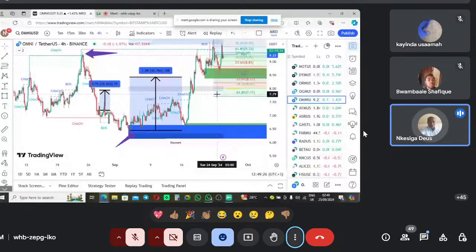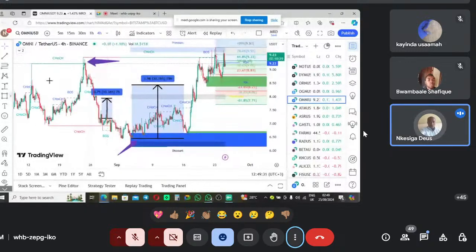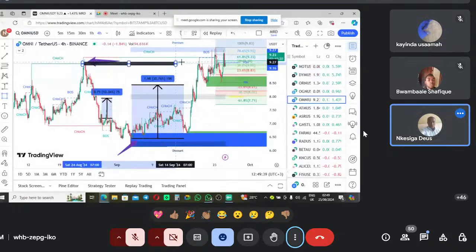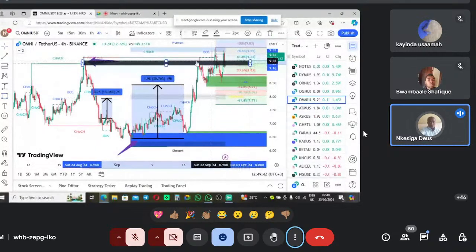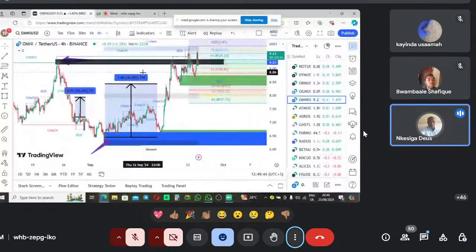The reason why I shared this, the coin was coming from discount, and I was looking at the supply level, whereby this was the supply level that we had. So I could just draw the line like this. But before taking the profit, we have to consider, what if this market fails to touch the supply level?